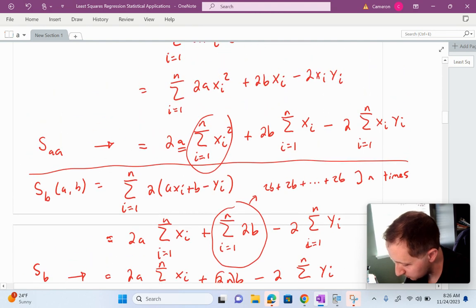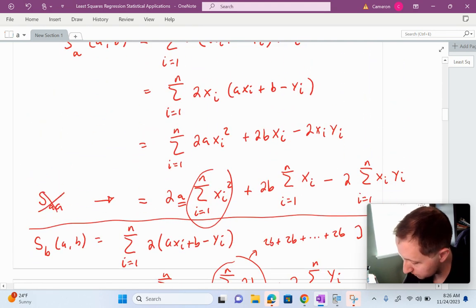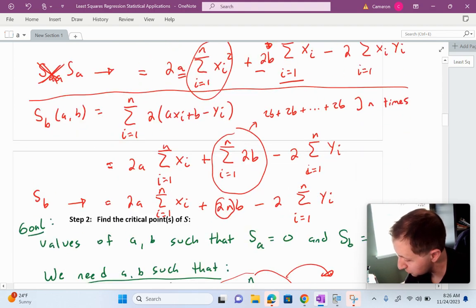Oh, I'm sorry. I mislabeled this before. This was S sub A, not S sub AA. With respect to B, it would be 2 times the sum of xi. We're looking for the coefficient of that term right there. So 2 times the sum of xi.